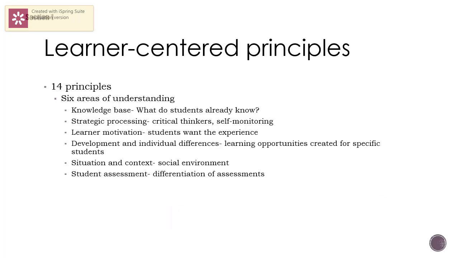The first part of the learning process I will discuss are the learner-centered principles. Created by the American Psychological Association, there are 14 principles that could be used as guidelines by any educator. From the 14 principles, Dr. Patricia Alexander and Karen Murphy narrowed them down to 6 areas of understanding. The 6 areas are knowledge base, strategic processing, learner motivation, development and individual differences, situation and context, and student assessment. When an educator implements all 6 areas of understanding, all students have the chance to succeed.